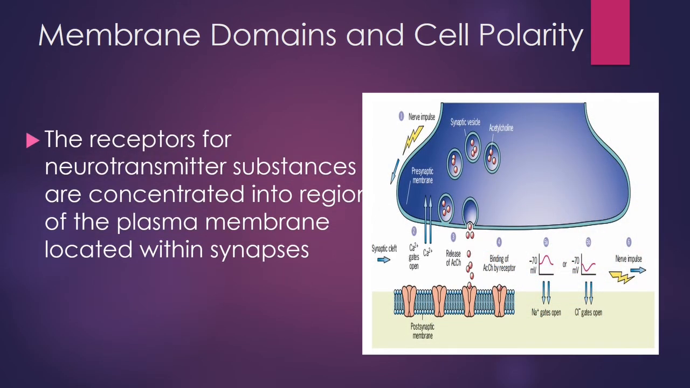In other examples, the receptors for neurotransmitter substances are concentrated in the regions of the plasma membrane located within synapses, as seen in the figure. Receptors for low-density lipoproteins are concentrated in the patches of the plasma membrane specialized to facilitate their internalization.